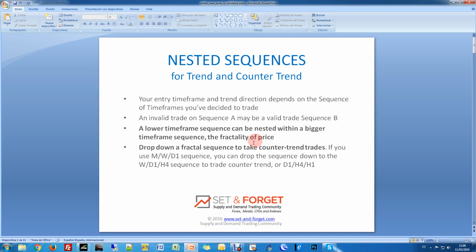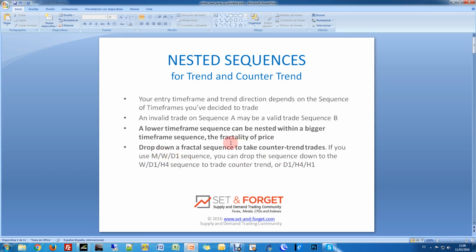And this, what I'm talking about here, could be something that can be added to the trading plan. I'll explain how. A lower time frame sequence can be nested within a bigger time frame sequence, following the fractality of price. So we could have a weekly, daily, 4-hour sequence nested within a monthly, weekly, daily sequence, or even a lower one.